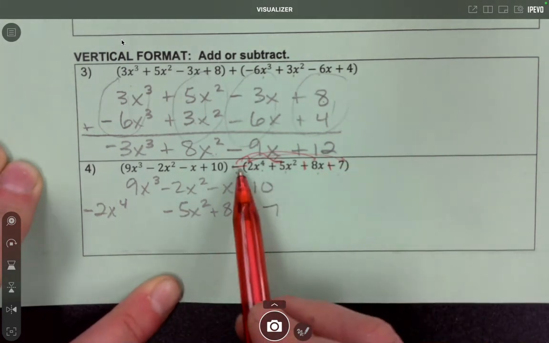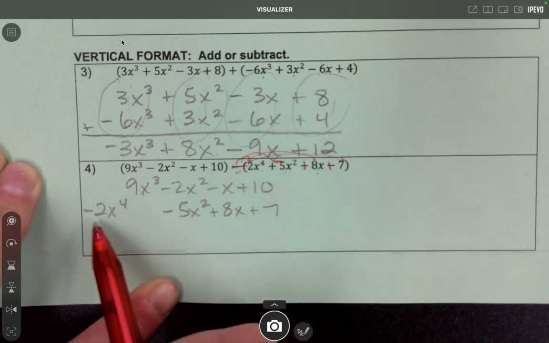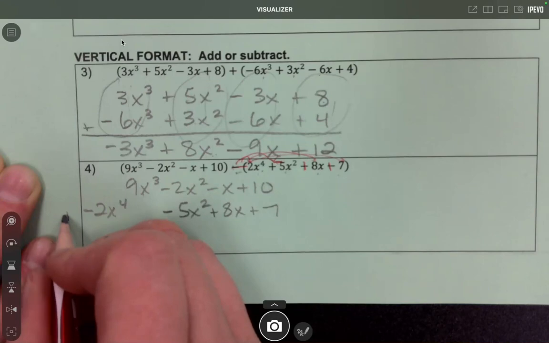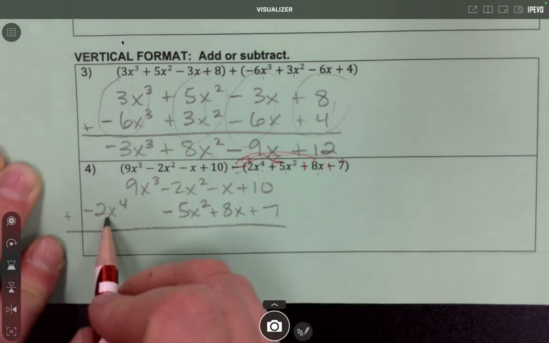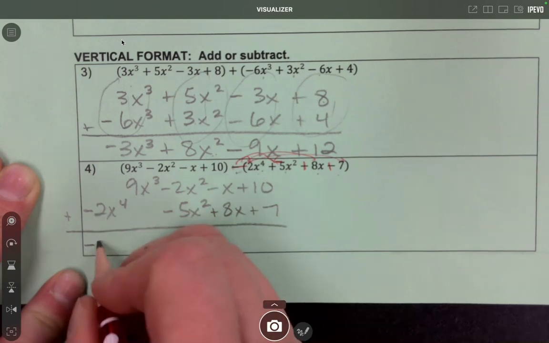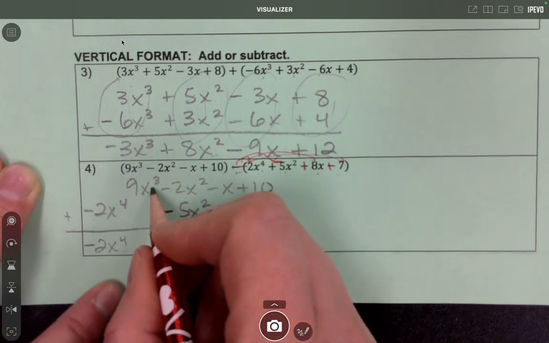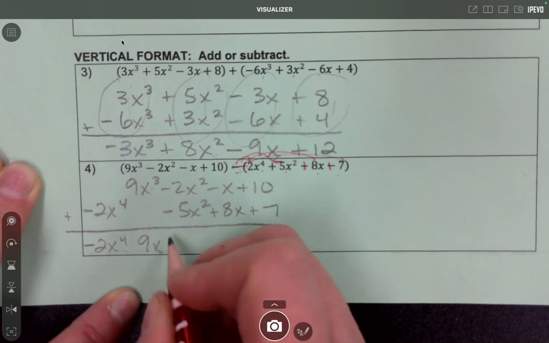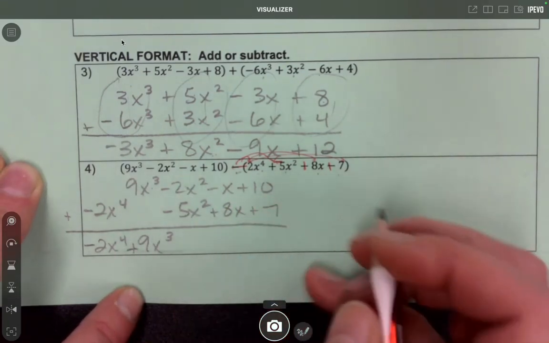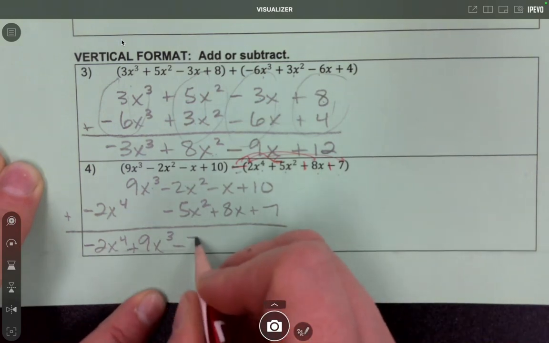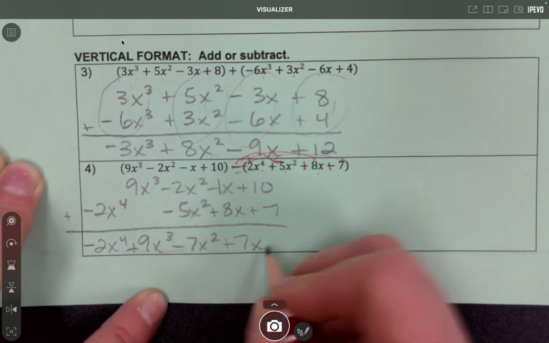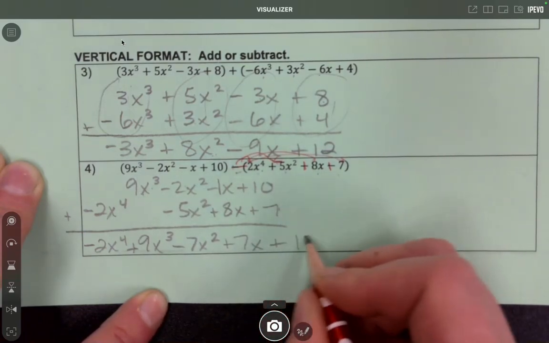So let's just check our signs. Negative, negative, positive, positive now. Negative, negative, positive, positive. All right, we're all set. Everything is lined up. So because I don't have anything above 2x to the fourth here, I'm just going to copy down that negative 2x to the fourth. Same thing with the 9x cubed. I have nothing to combine it with. Since it's positive, I'm adding. Negative 2 and negative 5 is a negative 7, so minus 7x squared. Negative 1 plus 8 is a positive 7x, and 10 and 7 makes 17.